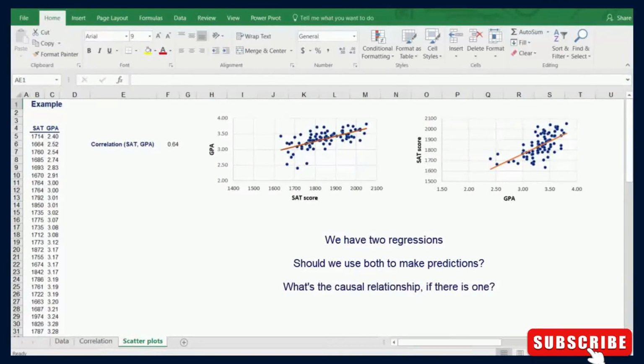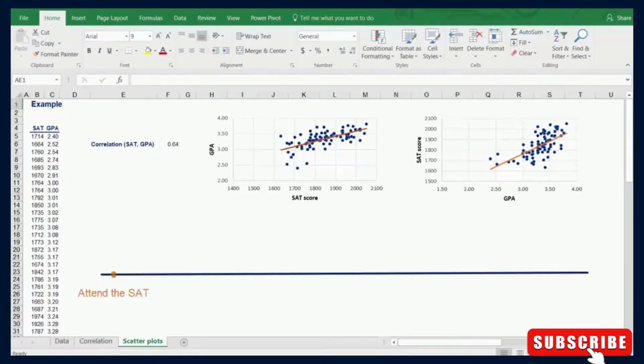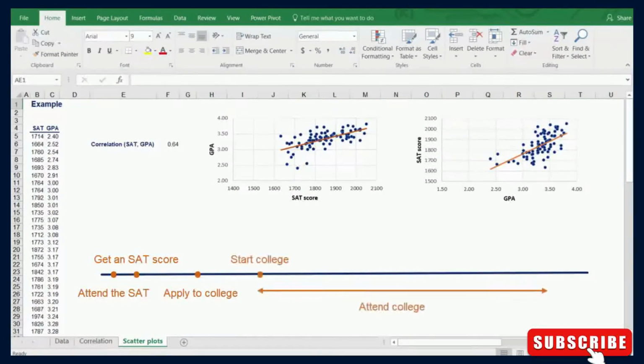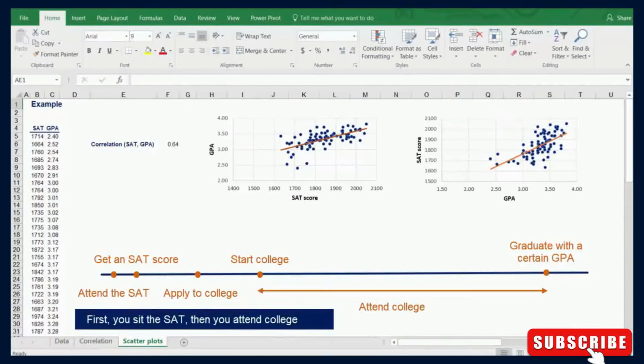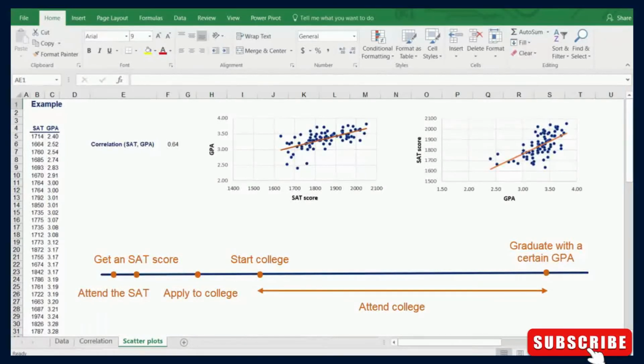Let's think about the problem. You attend the SAT and get a score. With this score, you apply to college. The next 4 years, you attend college and graduate receiving many grades, forming your GPA. So, that's your timeline. What does this mean? Well, the SAT test is taken before you sit any exams in college and have a GPA, actually 3 to 5 years before that. Is there any logic in predicting SAT scores using your college graduation GPA?